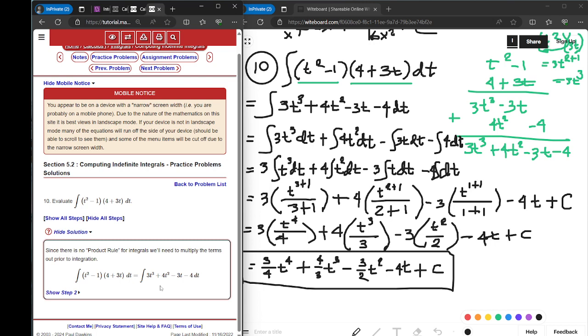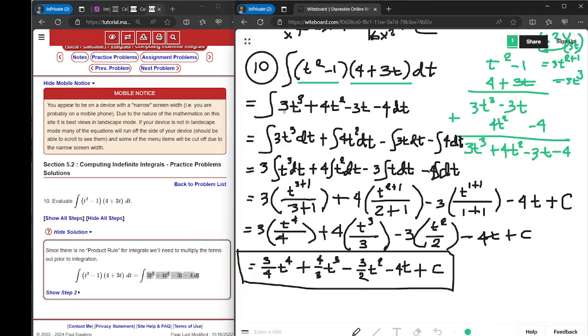Maybe I multiplied. So let's check the given, t squared minus 1, 4 plus t. All right, I'm sorry about that. It's not yet the answer. So we have here, this one is this.